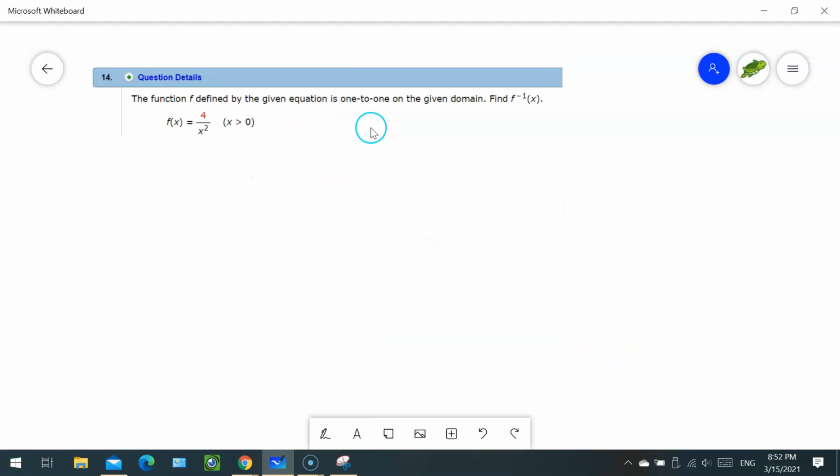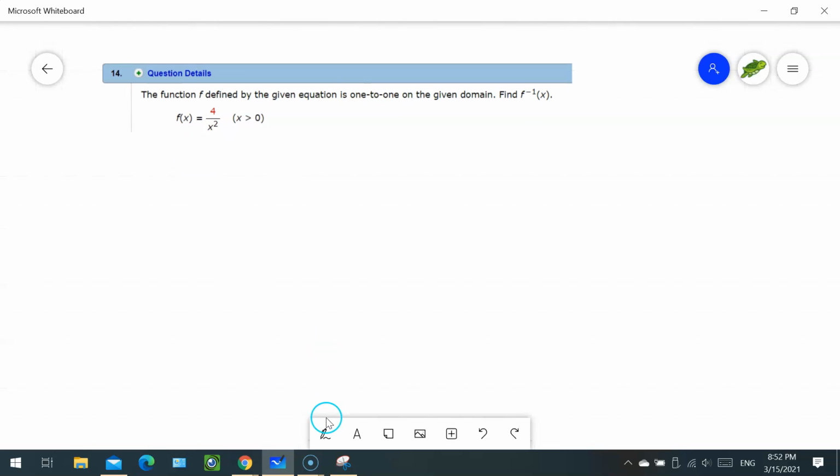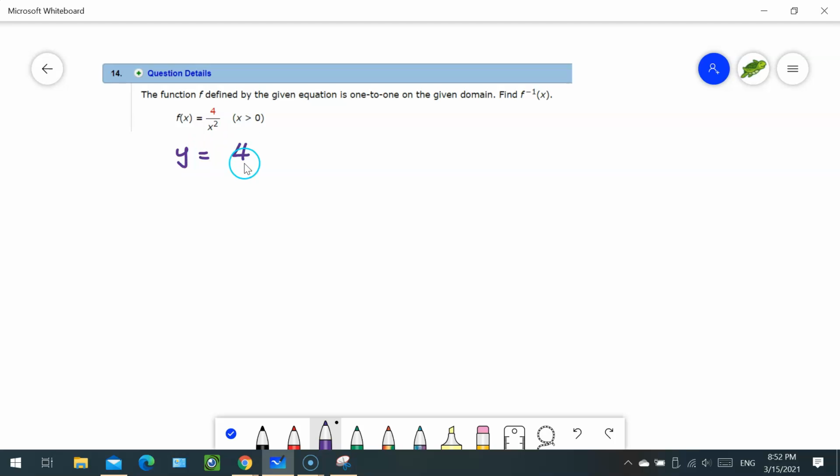Number 14, we do the same procedure, finding the inverse of f(x). So step 1, I write down that y equals 4 over x squared. So here you have x greater than 0. Now we interchange x and y. So y turns into x, and x turns into y. This restriction on the x value will change to y as well.